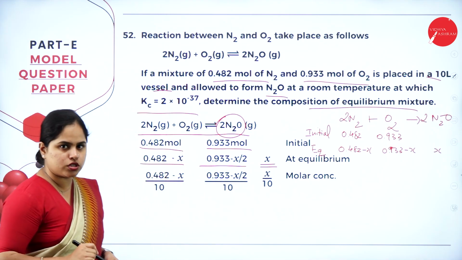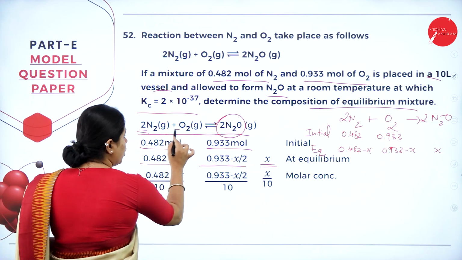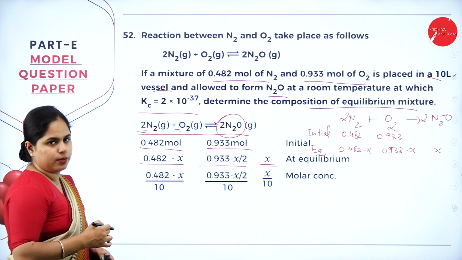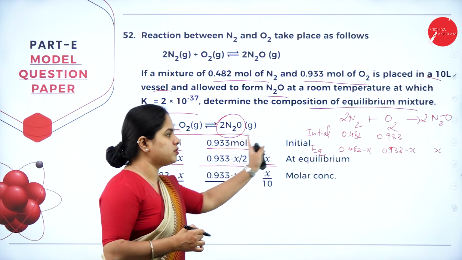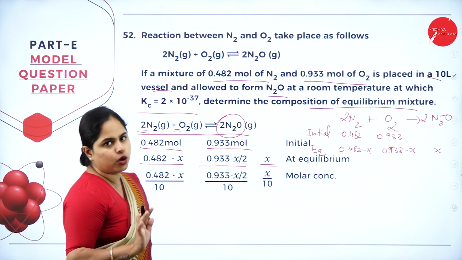What does this X by 2 stand for? As you can see here, 2 moles of N2 is here, but only 1 mole is here. So, what you have to do, you have to divide it by 2 here. So, whatever it has reduced, that much it has increased in the product side. Okay. So, I hope this much is clear.